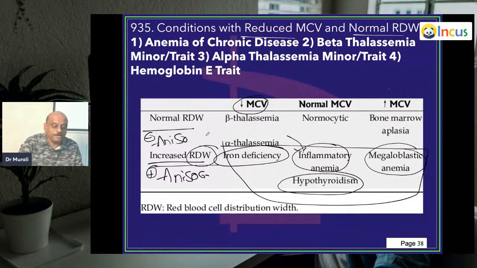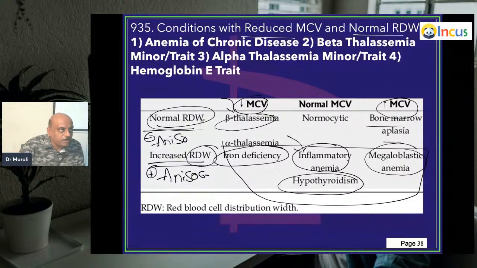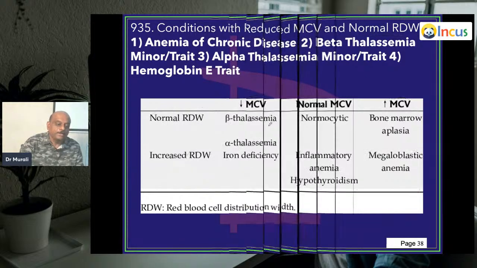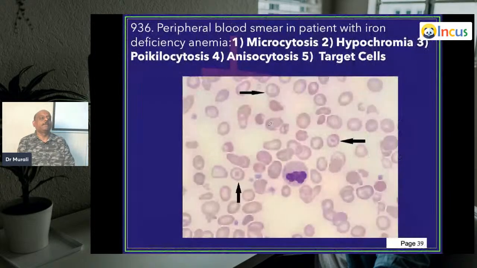In case of bone marrow aplasia, aplastic anemia, RDW is normal and MCV is increased. Beta thalassemia, MCV decreased, but RDW is normal if it is a thalassemia trait, heterozygous. All right. So this is what you need to remember.